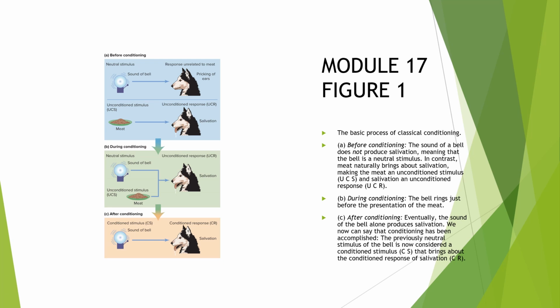Remember, up here in the very beginning of letter A, the sound of the bell, the dog didn't salivate. He only salivated when he got the meat powder. But now you're pairing the bell with the meat powder, and eventually the dog will salivate to the bell alone. And this is exactly what happened in Pavlov's study.